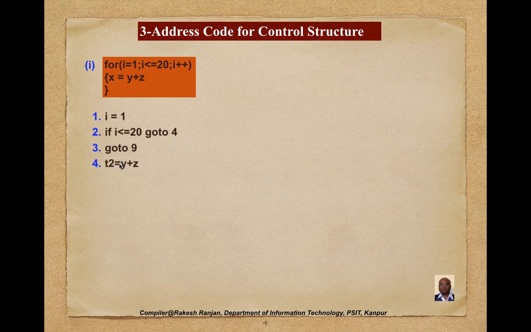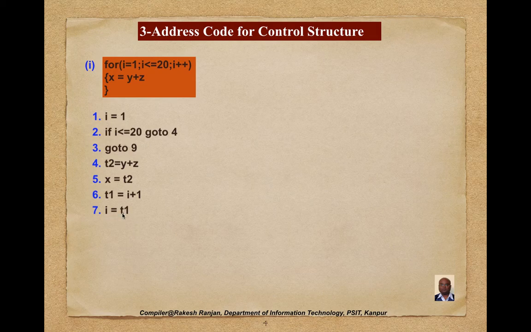So in line number 4, we are evaluating x equal to y plus z. To evaluate it, I can write t2 equal to y plus z, and then I can write x equal to t2. So the value of t2 is now placed in x. Now we need to increase the value of I. To increase it, I can write t1 equal to I plus 1, and I is updated by t1. So now I is updated.